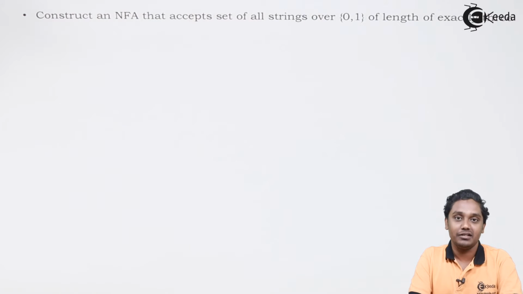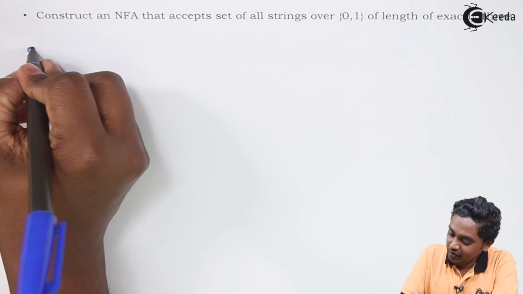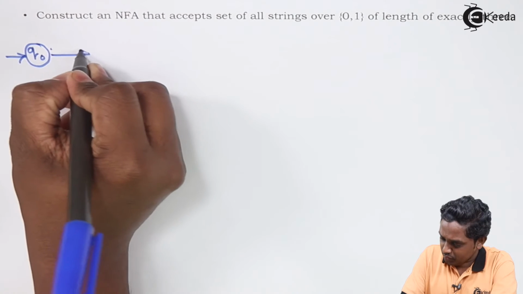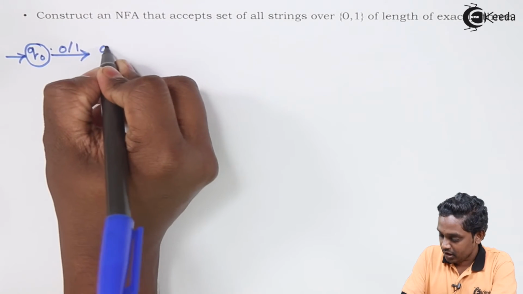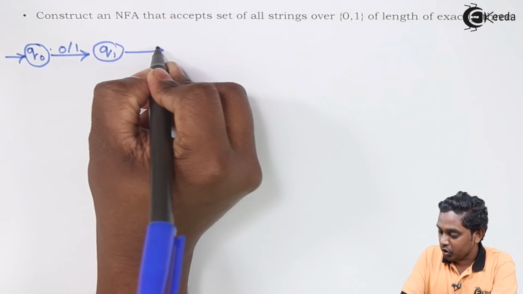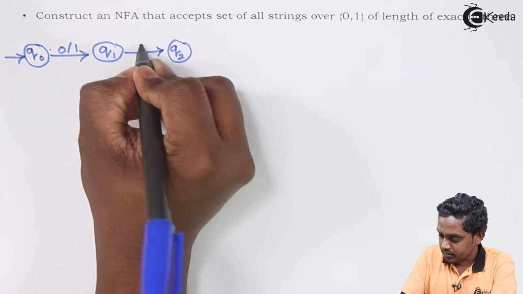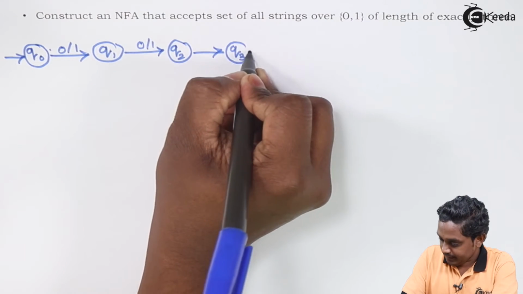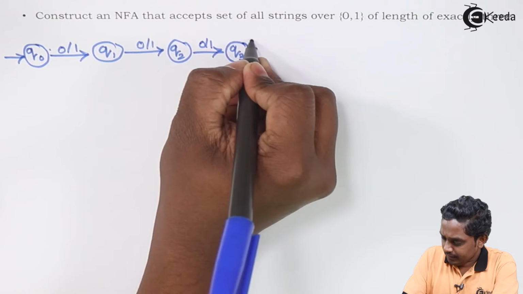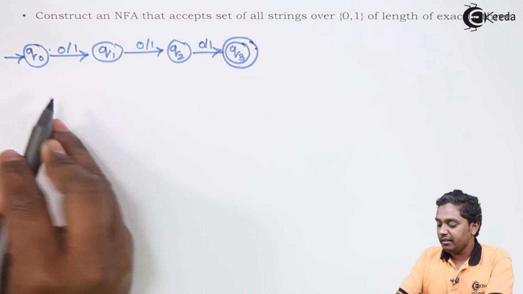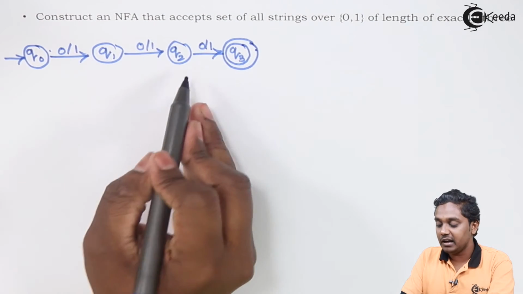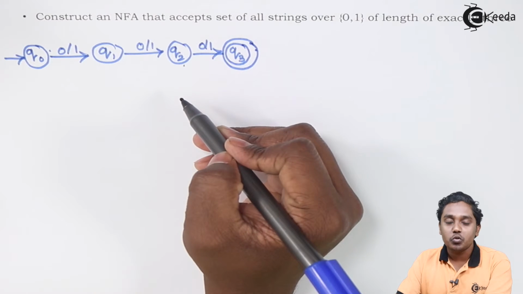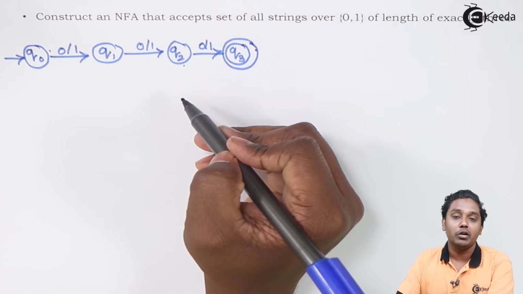Let's see the last example in this category, that is constructing an NFA for the set of all strings which have length exactly 3. Here we are taking Q0 as the initial state. Now we need to get only those strings which have exactly 3 as the length. Q1 keeps track of length 1, Q2 keeps track of length 2, and Q3 keeps track of length 3. On length 3, this is going to be the final state. Length 0 is non-final, length 1 is non-final, length 2 is non-final, length 3 is final, and length 4 onwards will go to a dead configuration, which is again non-accepting.